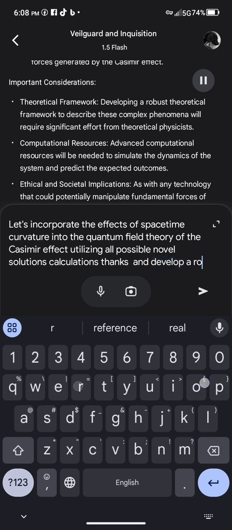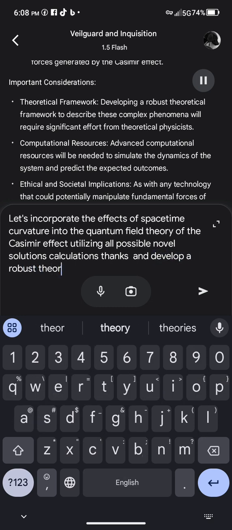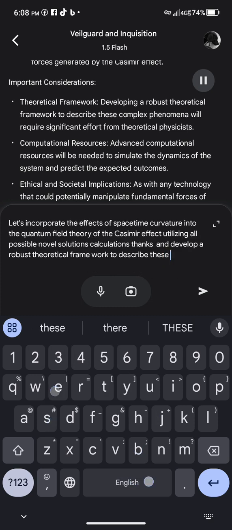As with any technology that could potentially manipulate fundamental forces of nature, it's crucial to carefully consider the ethical and societal implications of this research. This exploration provides a deeper dive into the theoretical and technological challenges associated with manipulating the Casimir effect using soccer ball-style plates. It's important to remember that this is a highly speculative area of research, and many of these concepts may not be feasible with current technology.